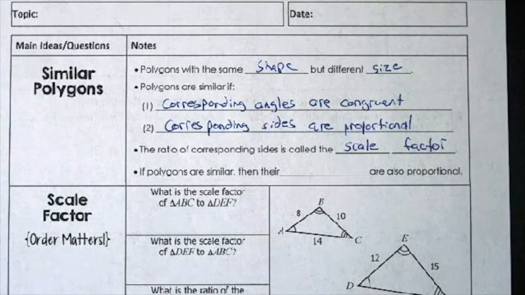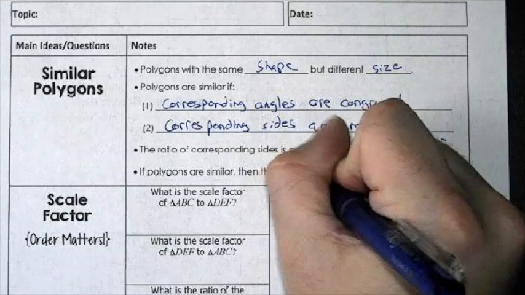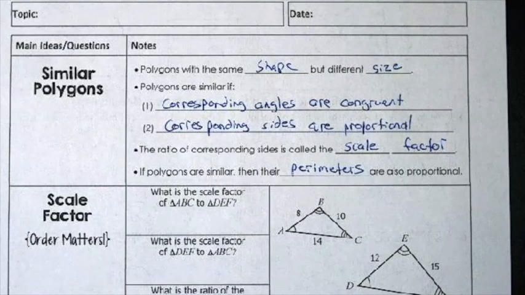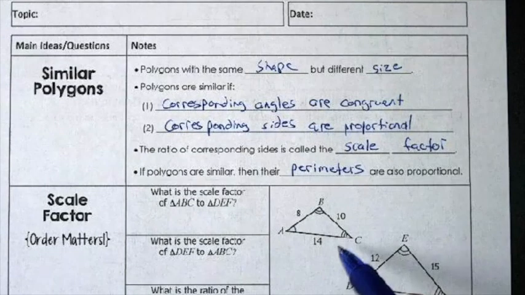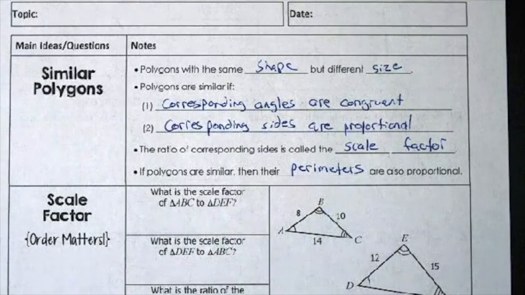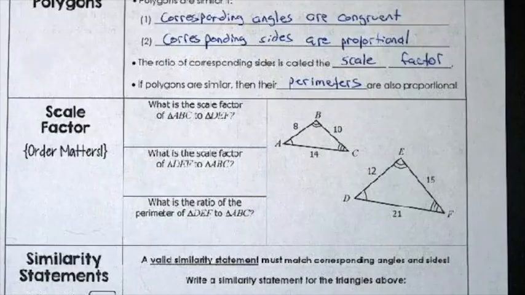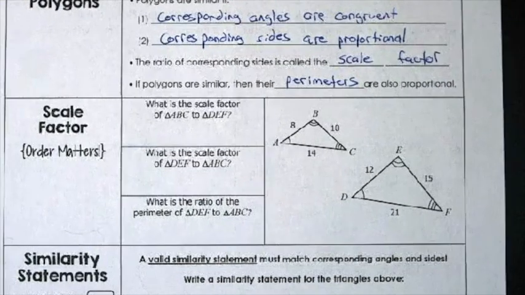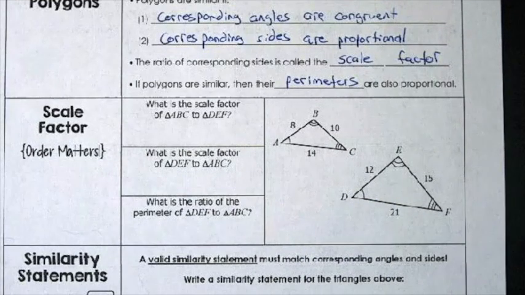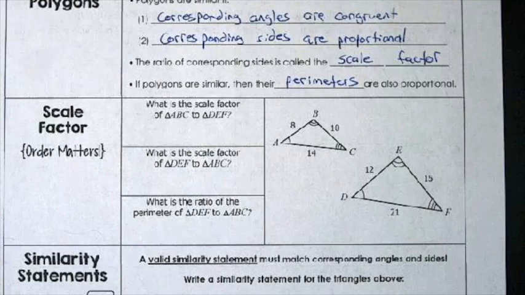And finally, if polygons are similar, then their perimeters are also proportional. If you recall from previous classes, or maybe in middle school, perimeter is the outside of a figure, and more specifically, we add together all of the lengths of the outside of a figure. So let's talk a little bit about what a scale factor is. A scale factor in this case is just going to be a fraction. If we look at these two triangles, for example, we have a small triangle and a large triangle, and we're going to figure out the scale factor between them.